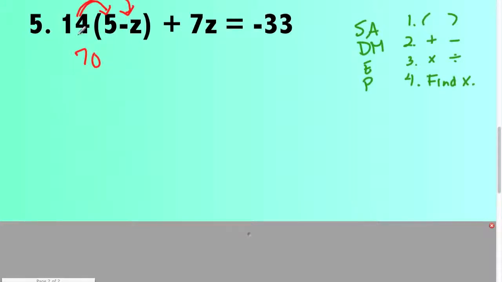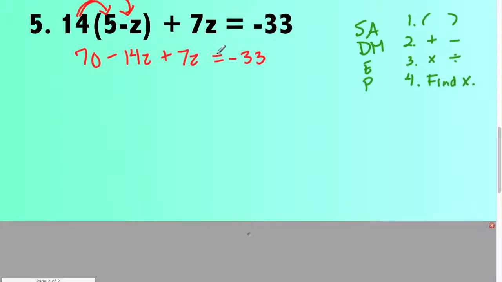Now, you can multiply and divide with variables, but you can't add and subtract with them. And what I mean by that is before, when you're boxing the ones with variables and we were putting circles around them, when you're multiplying a number with a variable, you could do that. But when you're subtracting and adding, you cannot unless they're the same. So 14 times negative z would give you a negative 14z. Then you have your 7z equals negative 33.